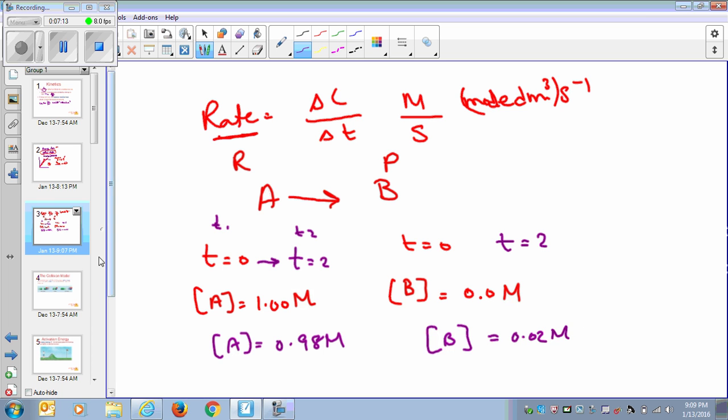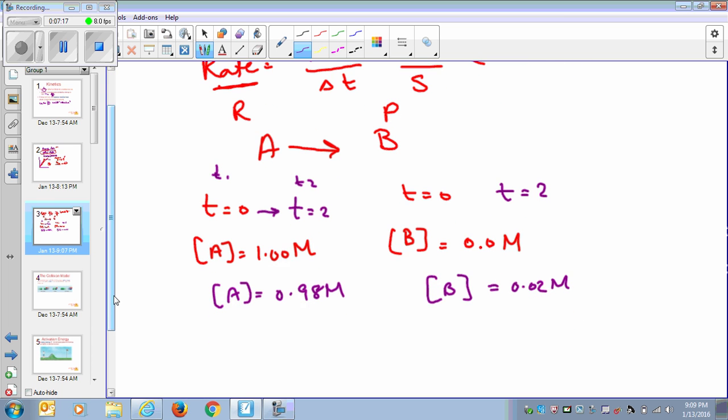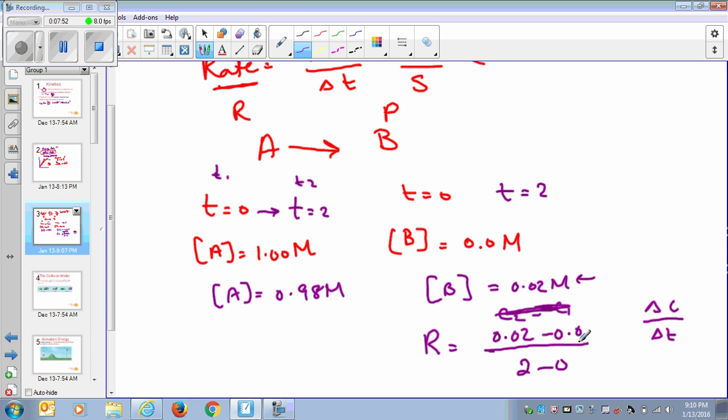Now, to calculate the change in the concentration of A and the change in concentration of B, I'm going to do the difference between the two. So let's first of all calculate the change in concentration of B. To calculate the rate of reaction of B, I will take the concentration, which is 0.02 minus 0.0. So concentration over time, that's my formula, the change in concentration over change in time. So this is my change in concentration, C2 minus C1 kind of thing. That's not the formula, but this is how we do it. We always do the final number minus the initial value. And the time is going to be 2 minus 0.